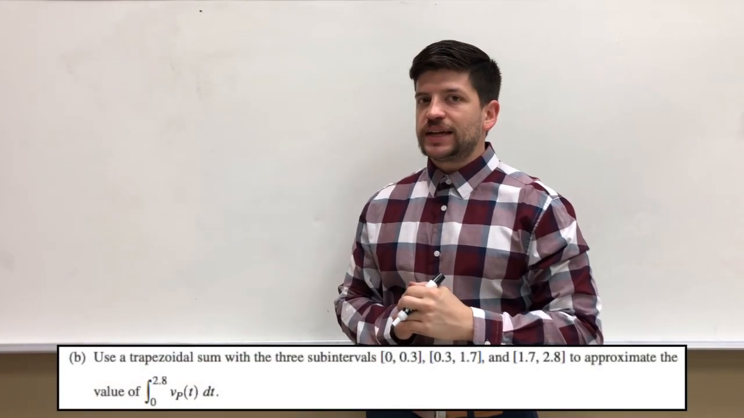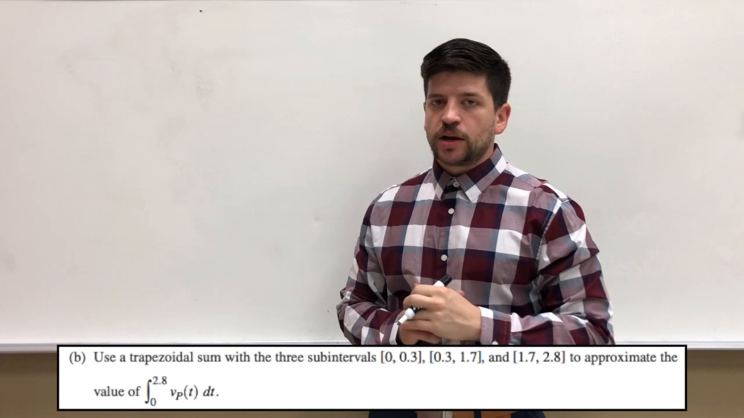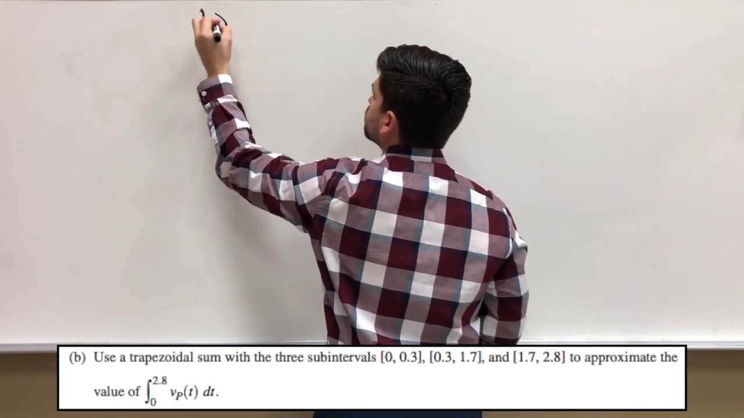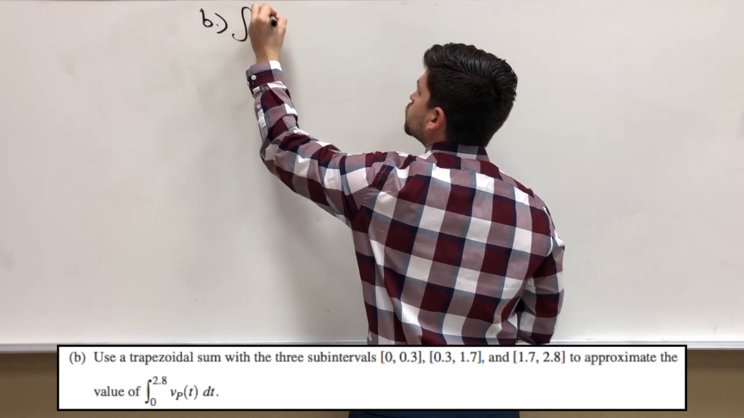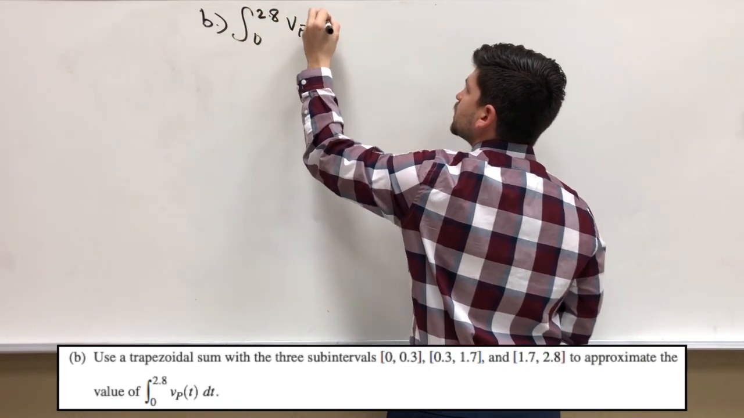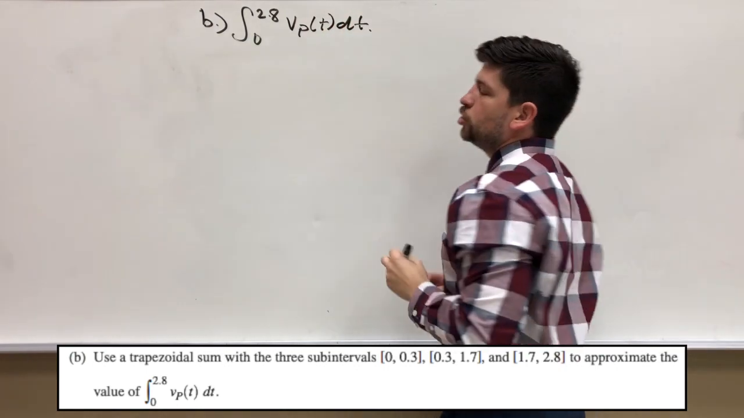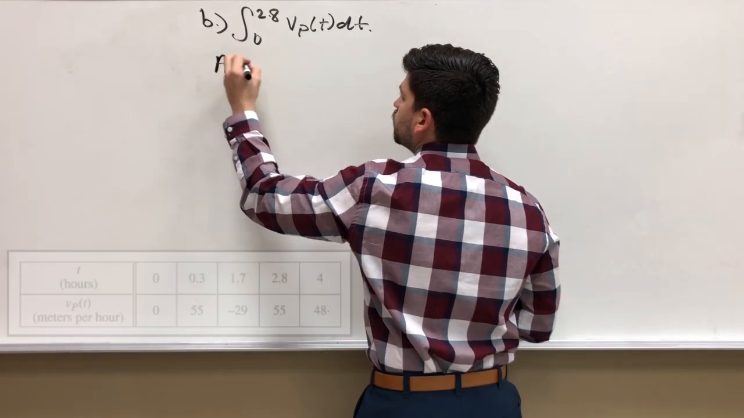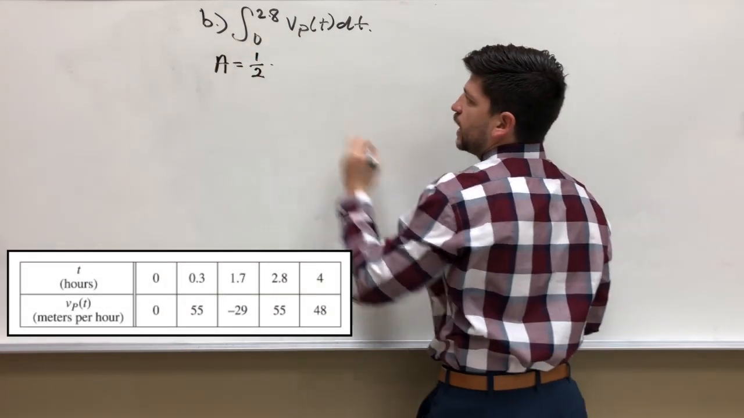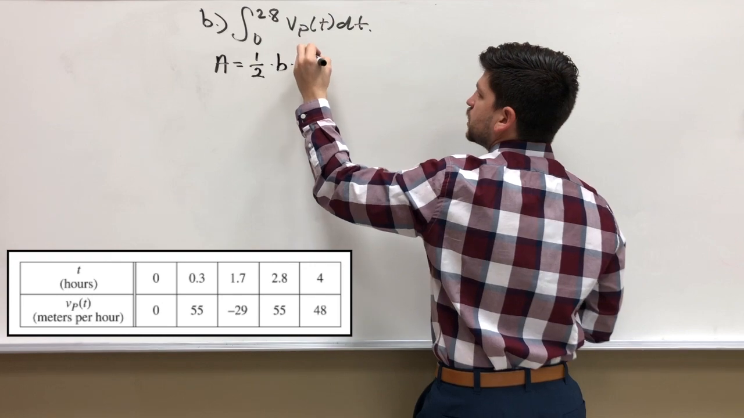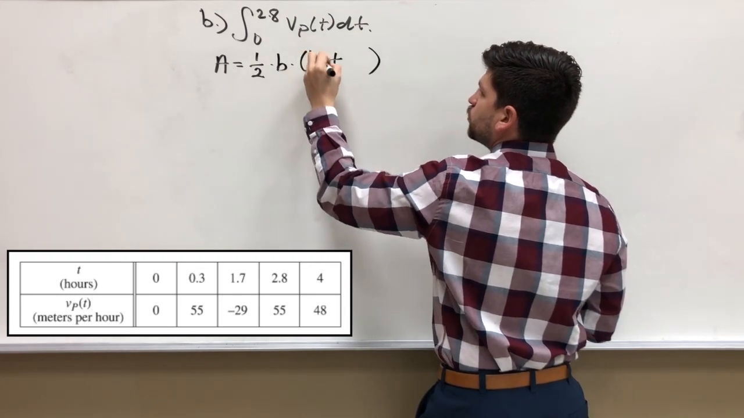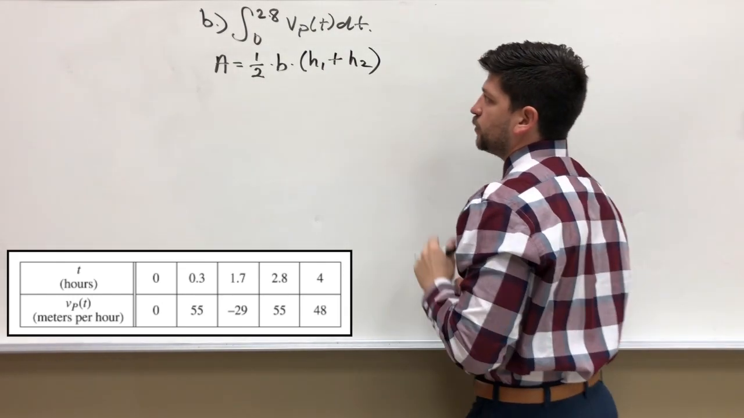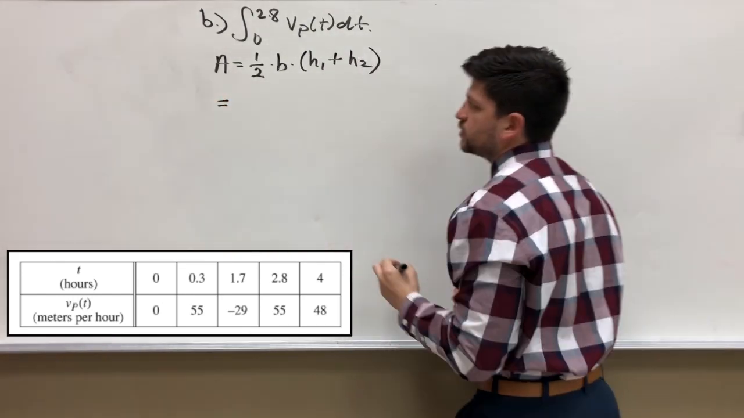B is a common question they like to ask on this t-table, a Riemann sum or a trapezoidal sum. What they want us to do on B is to approximate the integral from 0 to 2.8 of the velocities. So we're using 3 subintervals, so that means I'm going to have 3 trapezoids. So let's recall, the area of a trapezoid is 1/2 times the base times the sum of my heights. So since we're doing 3 subintervals, that means I'm going to have 3 trapezoids, basically 3 cases.